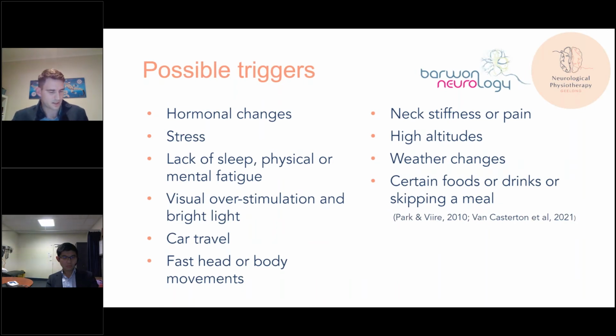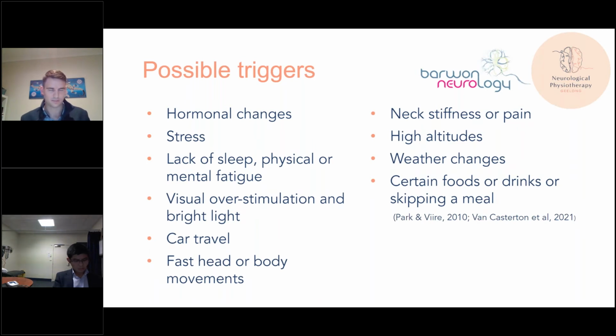Possible triggers are pretty varied. In order of likelihood, the hormonal changes, the key there for women with menstruation and menopause, stress, lack of sleep, physical or mental fatigue, overstimulation, which is typically things like being in a busy or unfamiliar environment, watching a movie, being in a crowded supermarket, and bright light. Car travel, which includes both being a driver or a passenger. Some people find that they can tolerate one and not the other.